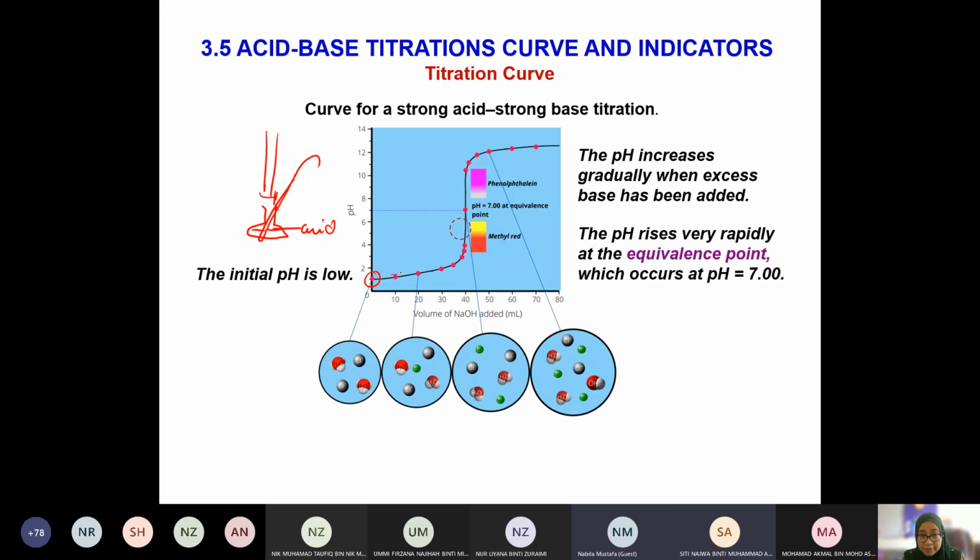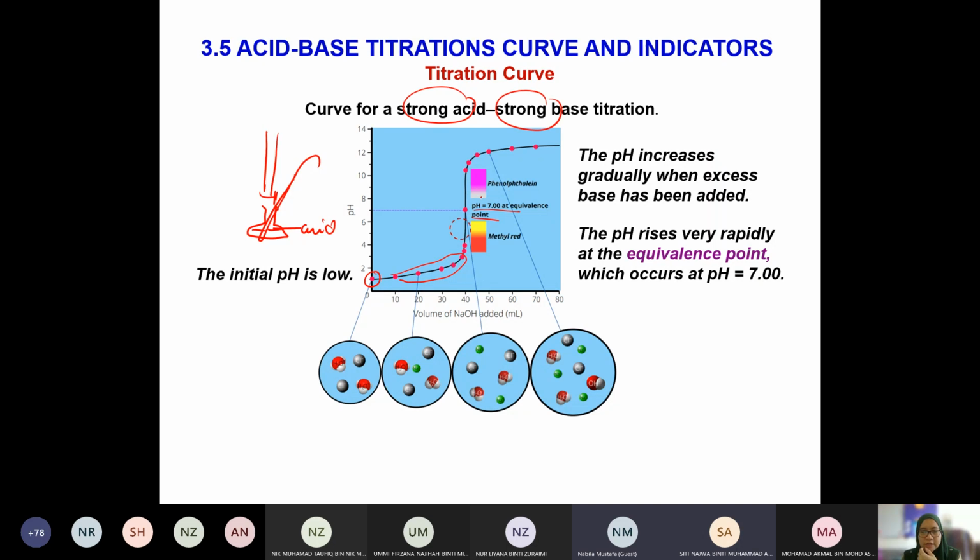It will increase. So can you see? This is gradually increases. Okay, gradually. The pH rises very rapidly at the equivalent point, which occurs at pH equal to 7. This is strong acid versus strong base. This is the pH at the equivalent point.